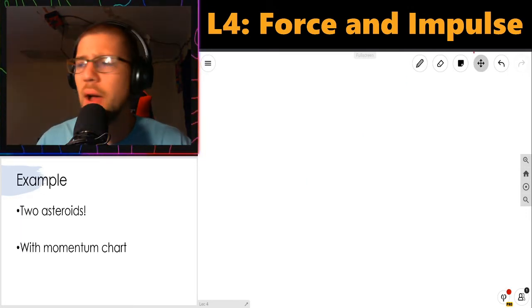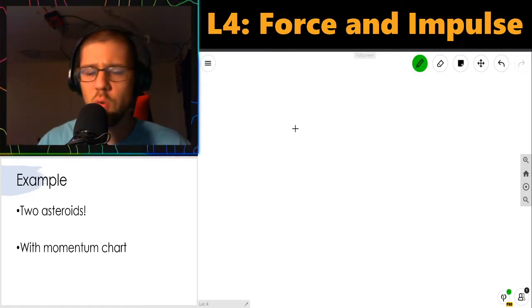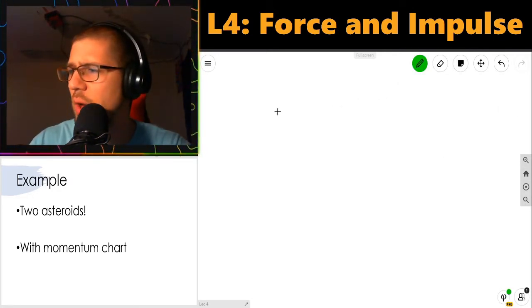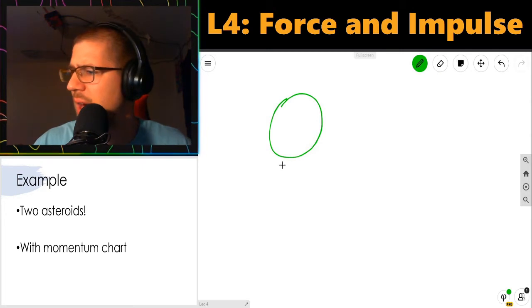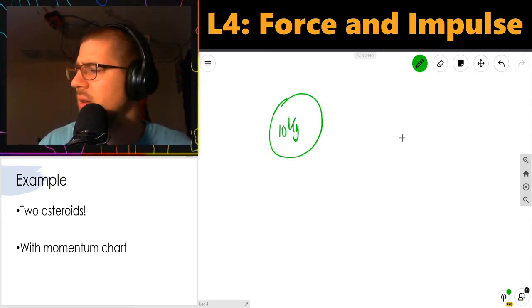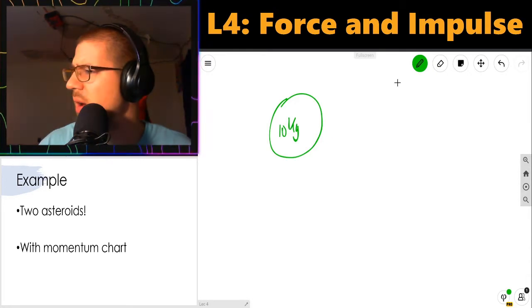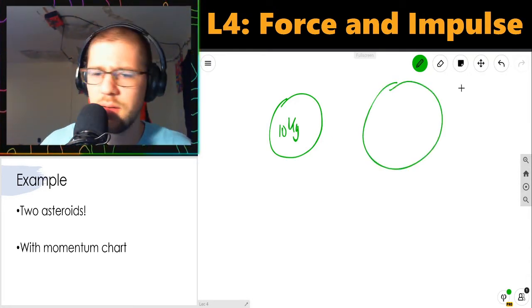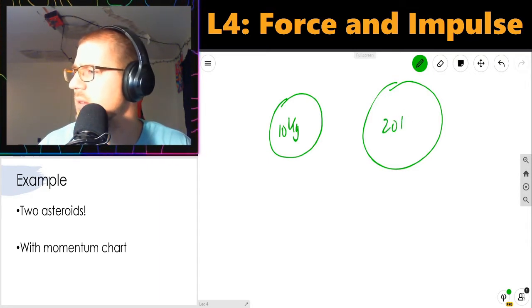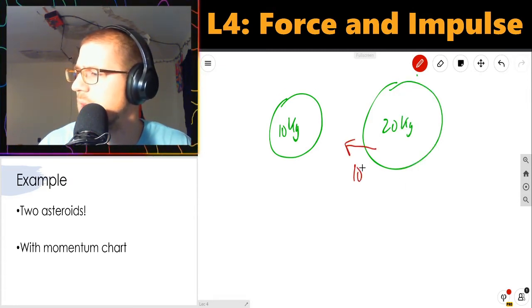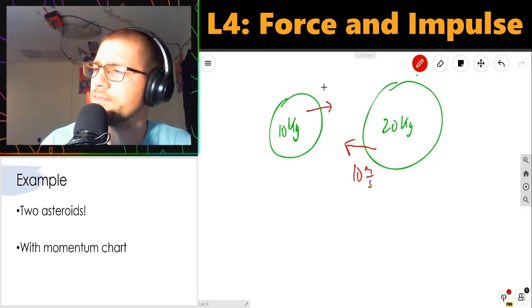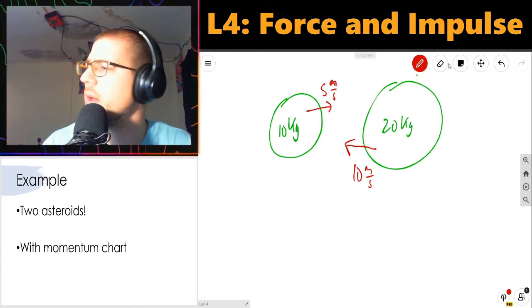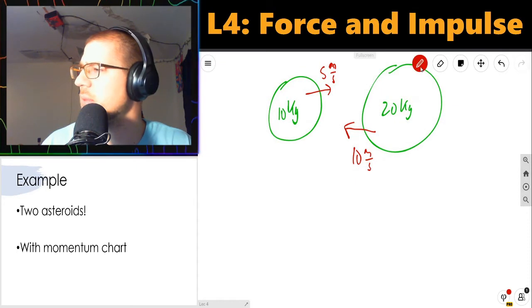All right, so to try to make this concrete, I want to give an example with some numbers. Imagine I've got two asteroids. I'm going to make the first asteroid 10 kilograms, and it'll run into another asteroid that is 20 kilograms. Initially the asteroid on the right is moving at a speed of 10 meters per second, and the asteroid on the left is moving at 5 meters per second. This is my initial state.